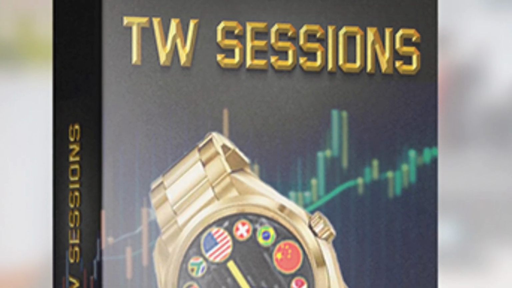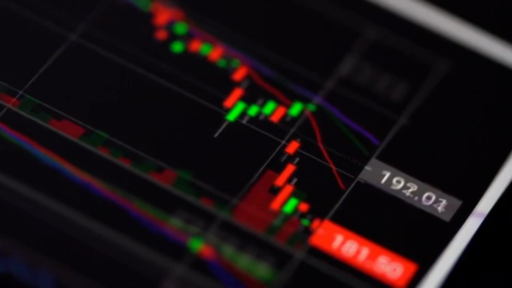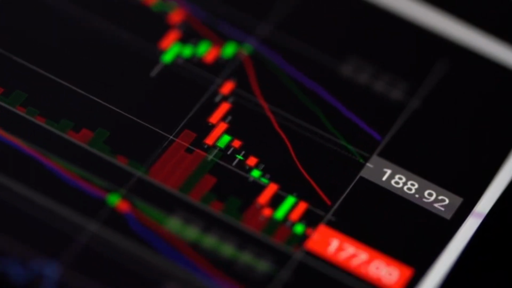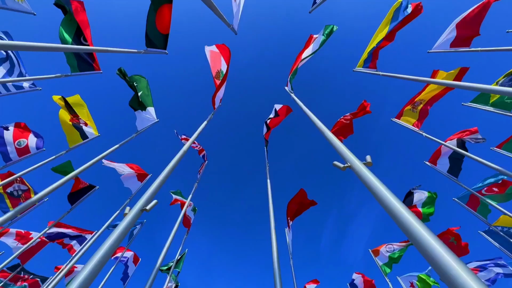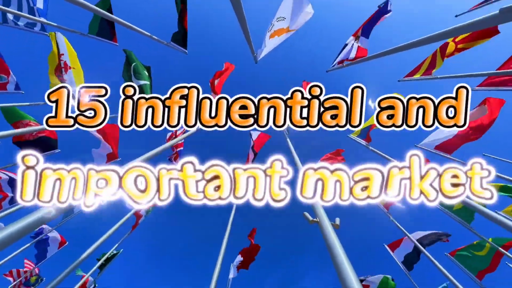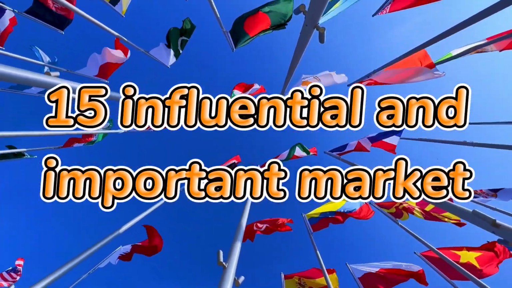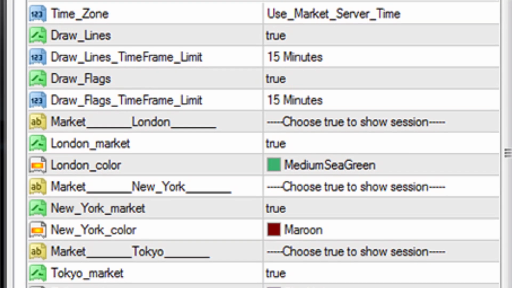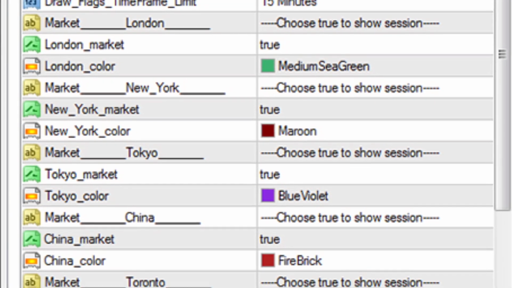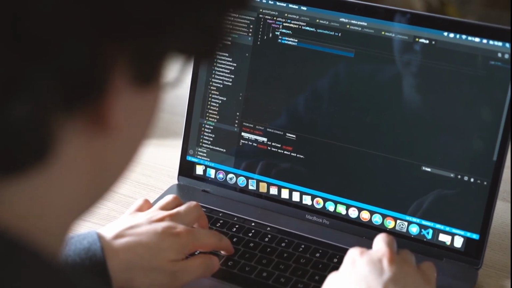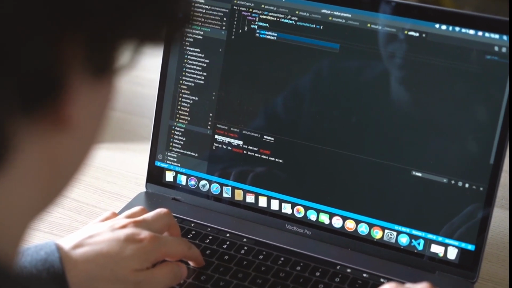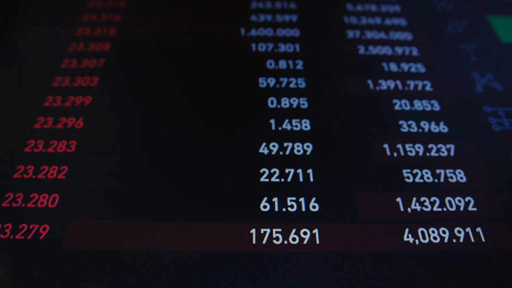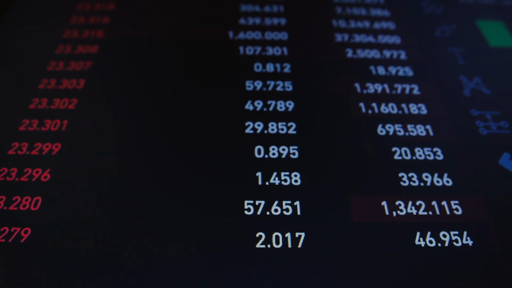TW session is a necessary tool for identifying the position of your trades during the opening and closing periods of the market, in 15 influential and important market exchanges and stocks. This powerful product provides you with the necessary tools to analyze and monitor global markets. You can take advantage of trading opportunities at any moment in the market and track trend stability and pattern changes.